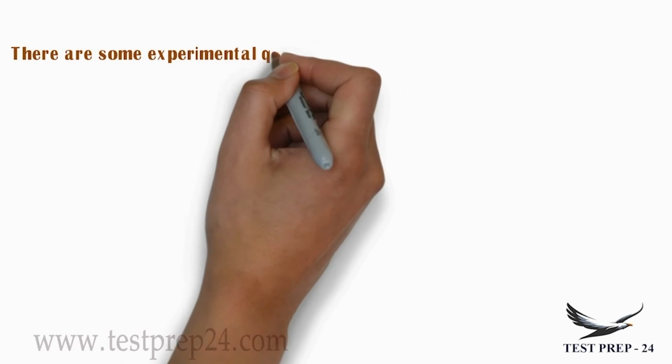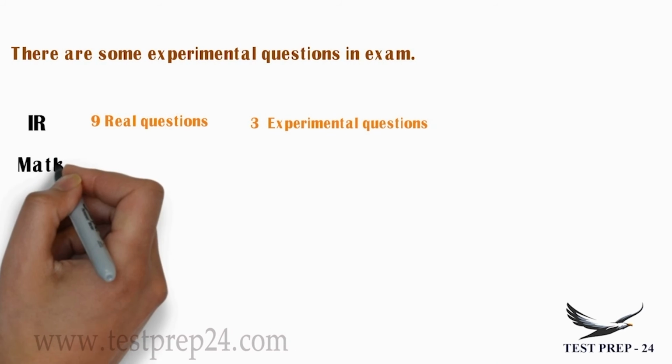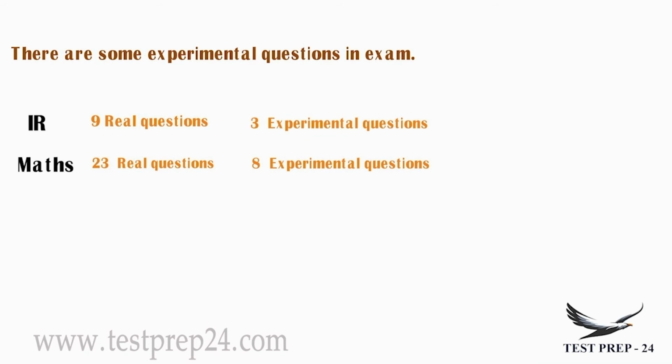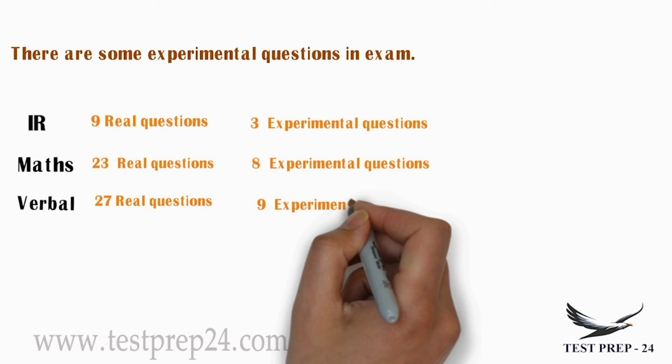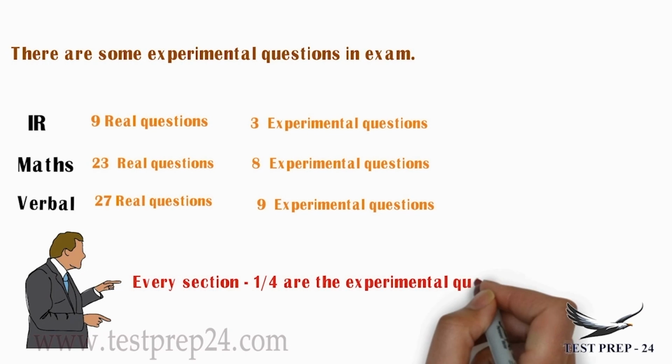Let's discuss case 3. If you look into your exam, there are some experimental questions. Out of your total questions, 1/4 are experimental. Your IR section contains 12 questions, out of which 9 are real questions and 3 are experimental. In maths, you get 23 real questions and 8 experimental questions out of 31 questions. Coming to verbal, 27 are real questions and 9 are experimental. So you can observe that in every section, 1/4 are experimental questions.